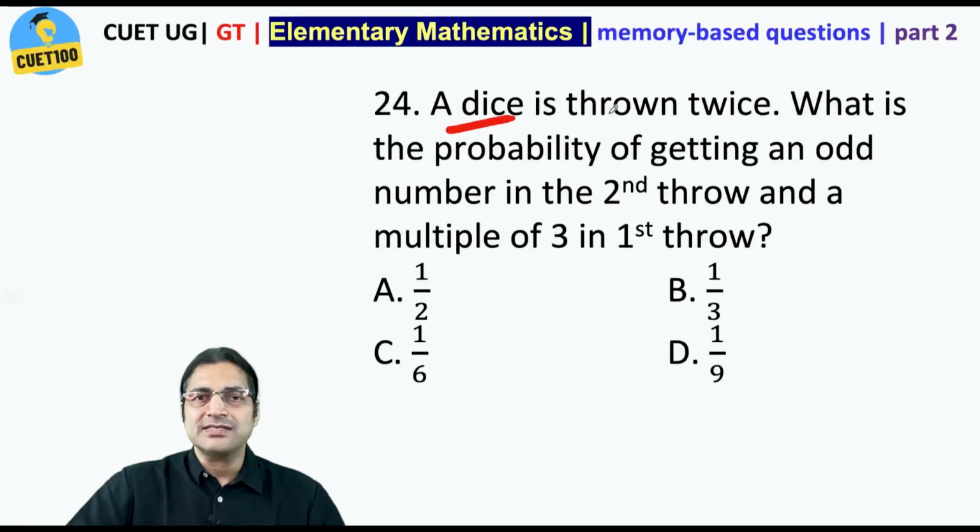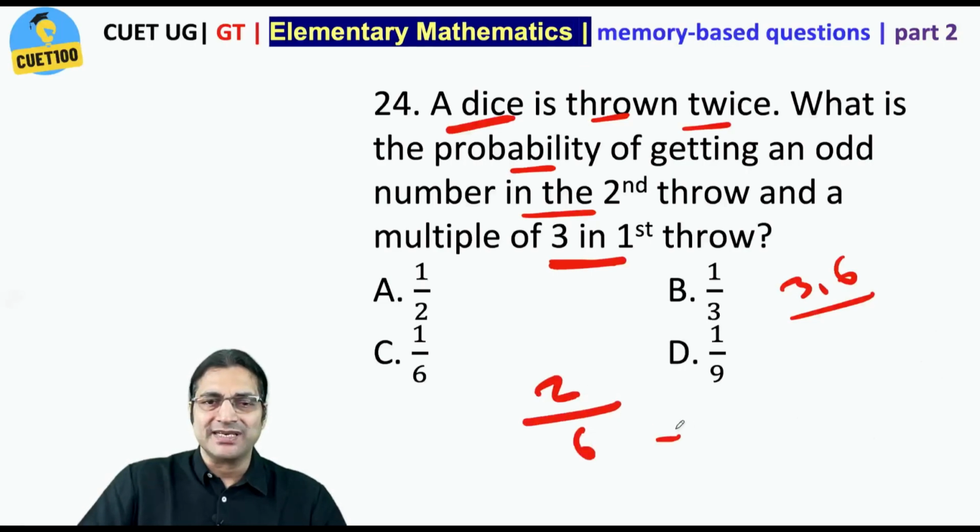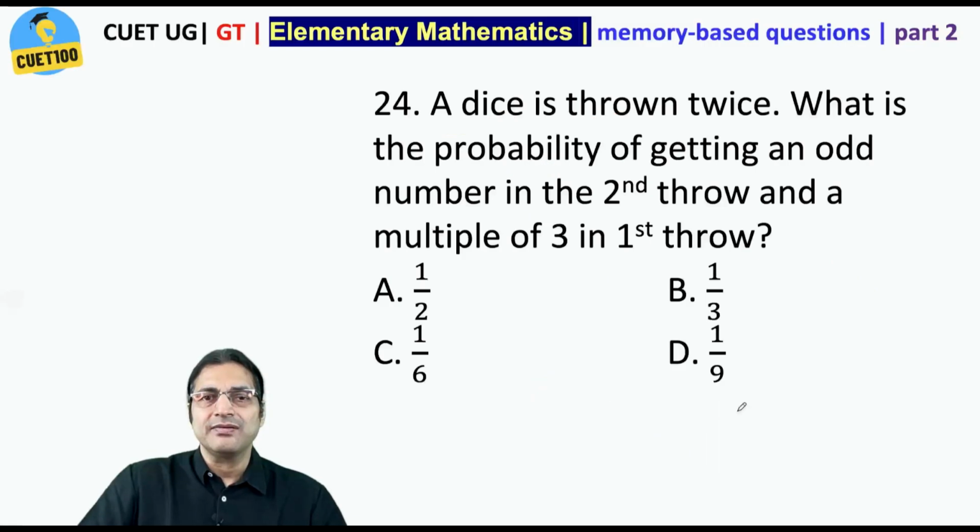Okay. A dice is thrown twice. What is the probability of getting an odd number in the second throw and a multiple of 3 in the first throw? Multiple of 3 on a dice, there are only two numbers, 3 and 6. And how many cases can be there overall? 1, 2, 3, 4, 5, 6. So, in the first case, number of favorable cases 2, sample space 6, 1 by 3 is the probability in the first throw of getting a multiple of 3. I said 1 by 3, right?